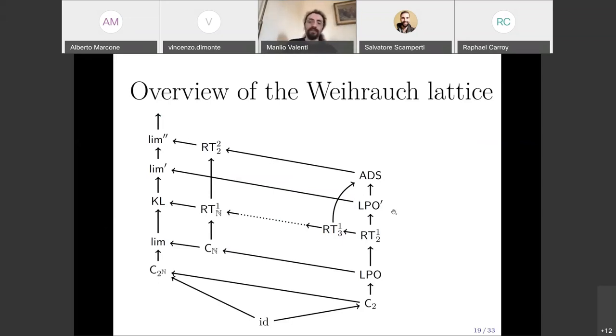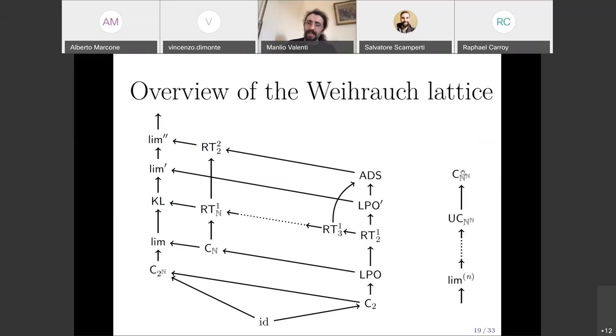LPO prime is here. And if you keep applying lim, then you sort of get an ascending hierarchy of problems, all strictly stronger one to the other. And on top of all of them, you have UC bare, which roughly corresponds to hyperarithmetic things, and strictly stronger, you have C bare.